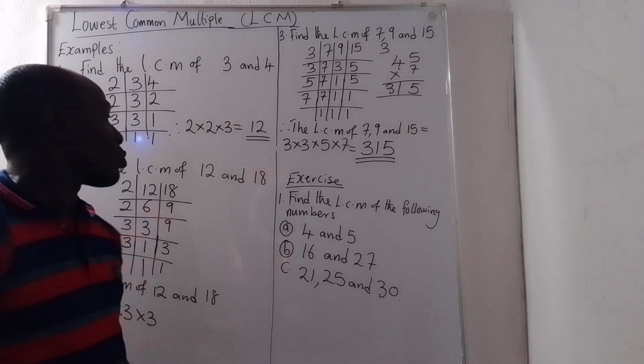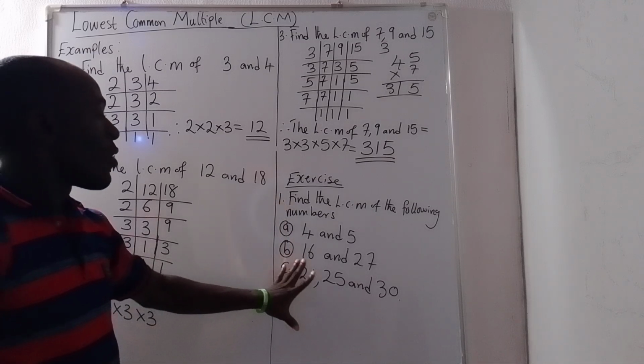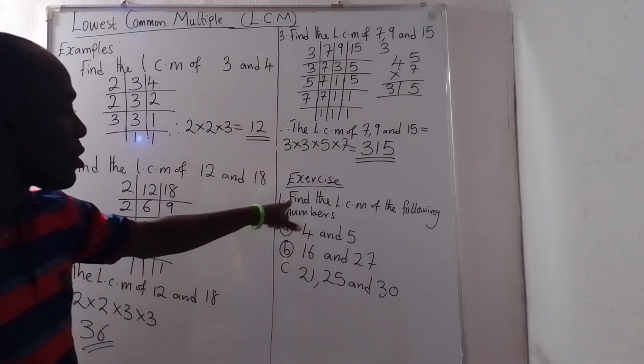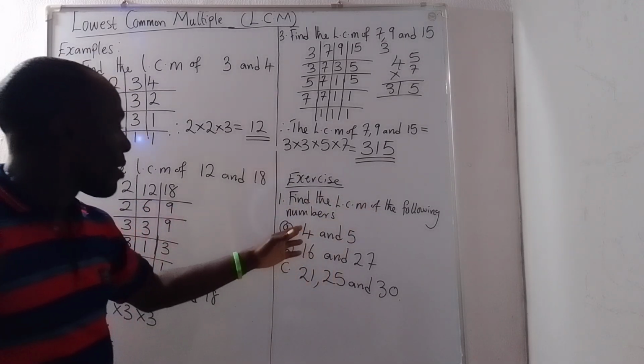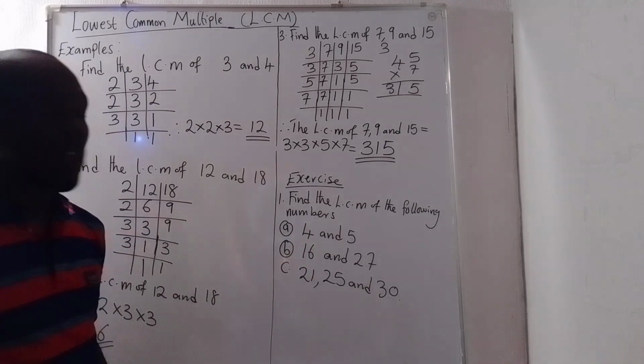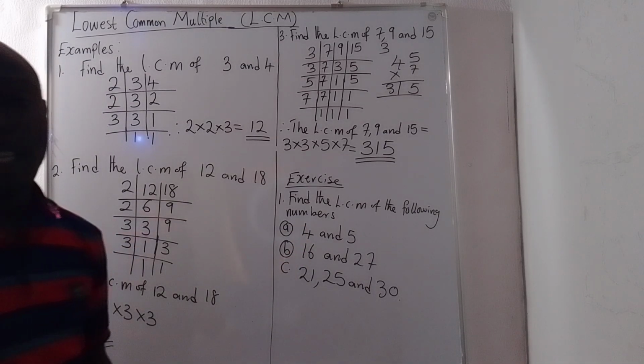I would like my wonderful viewers to try this exercise on the board. Number 1, find the LCM of the following numbers. We have A, B, C. Don't forget to send your answer in the comment section.